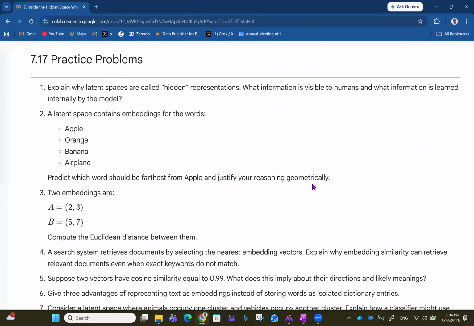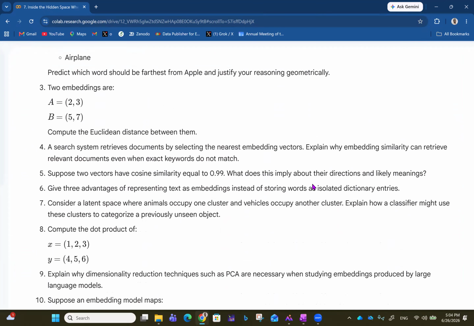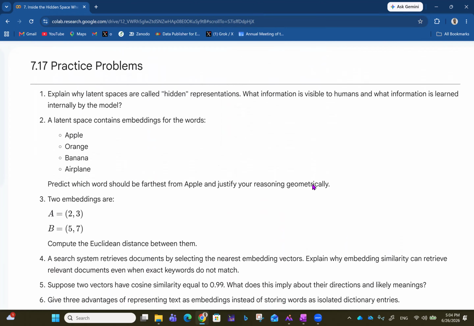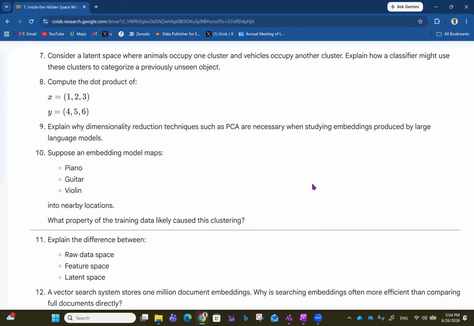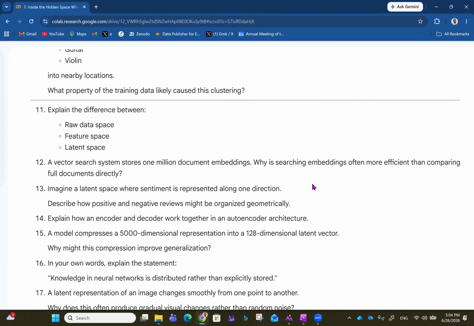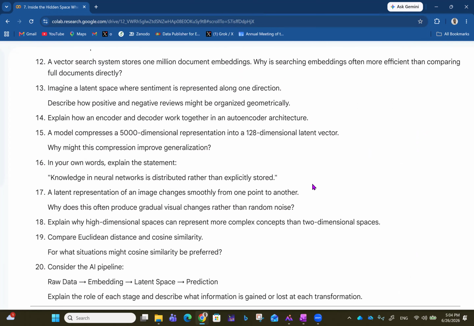Okay, so yeah, look at the practice problems again. 1 to 6, 7 to 12, and then the rest. Let me know how helpful this is for you.